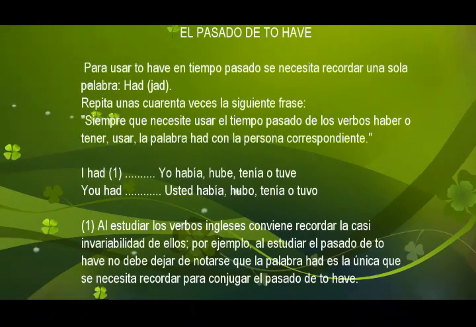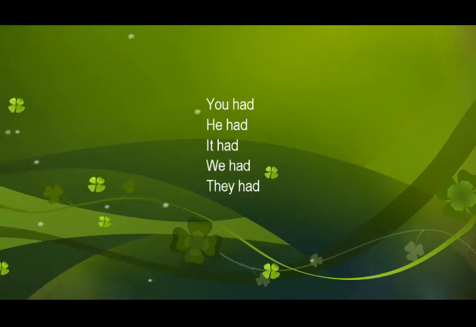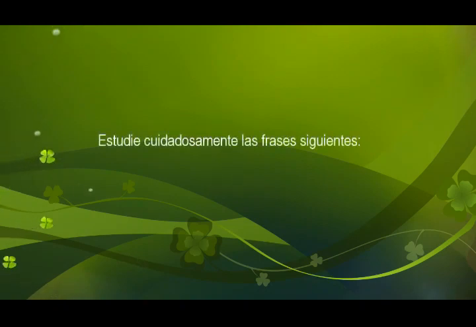Al estudiar los verbos ingleses conviene recordar la casi invariabilidad de ellos. Por ejemplo, al estudiar el pasado de to have, no debe dejar de notarse que la palabra had es la única que se necesita recordar para conjugar el pasado de to have. You had. He had. It had. We had. They had. Estudie cuidadosamente las frases siguientes.